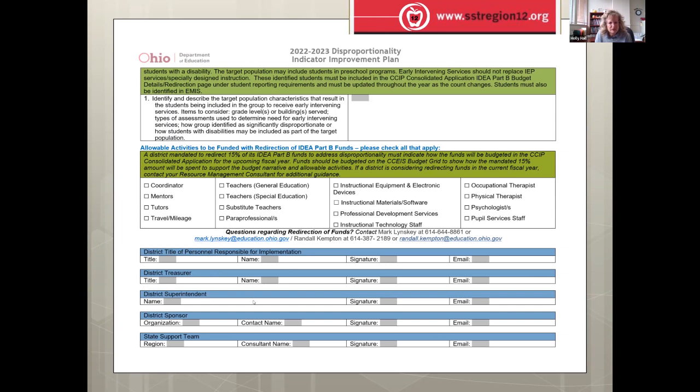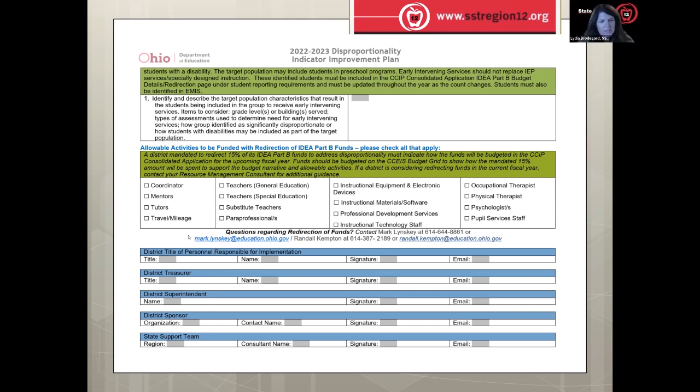Below are all your spots where you're going to capture those required signatures. The person who's going to be implementing this plan, the treasurer, and that might be somebody you also have on your team as part of working through those questions. I know I didn't always have the luxury of having my treasurer attend things, but because of the redirection of funds, that would be a good person to keep close, the superintendent, and then for our community schools, a spot for the district sponsor, and then our state support team signature.